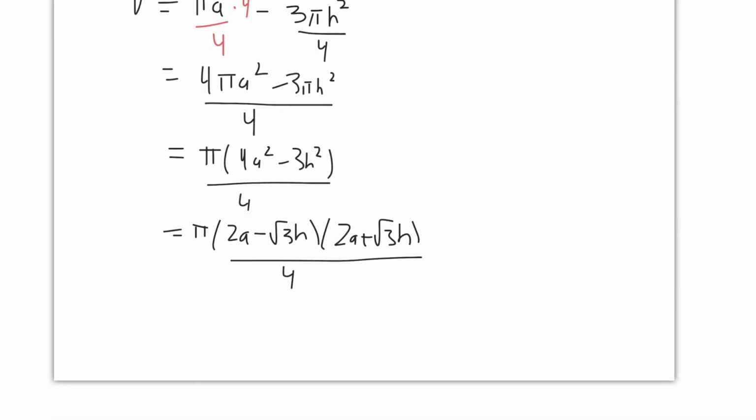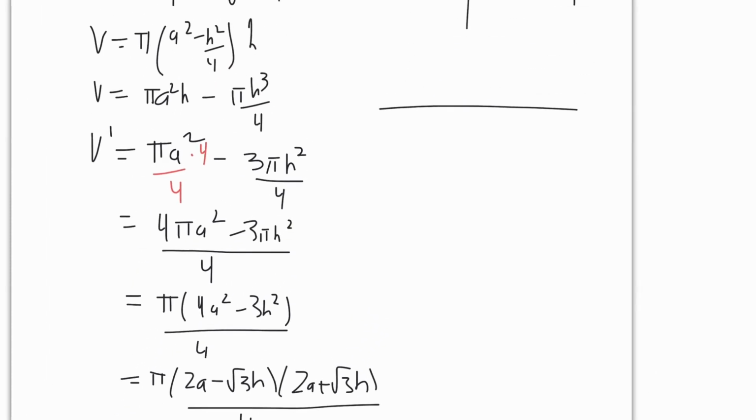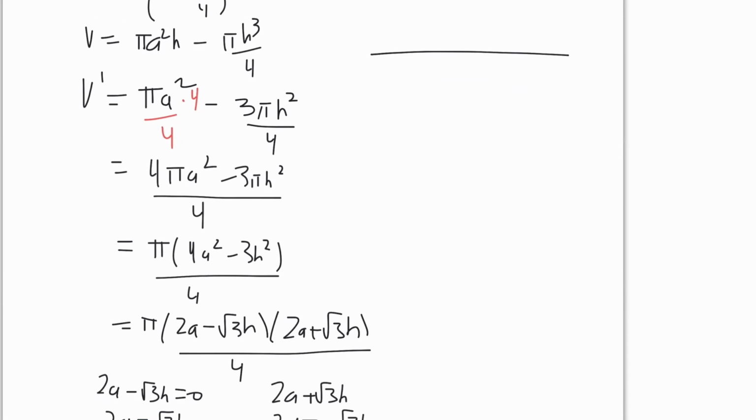I'll do that underneath still. We'll set both of those factors equal to 0, so you'd have 2a minus root 3h equals 0. So 2a equals root 3h. So h equals 2a over root 3. And over here you'd have 2a plus root 3h equals 0, so 2a equals negative root 3h. So h equals 2a over negative root 3. Alright, so we have our 2 points that we can use on our sign diagram.